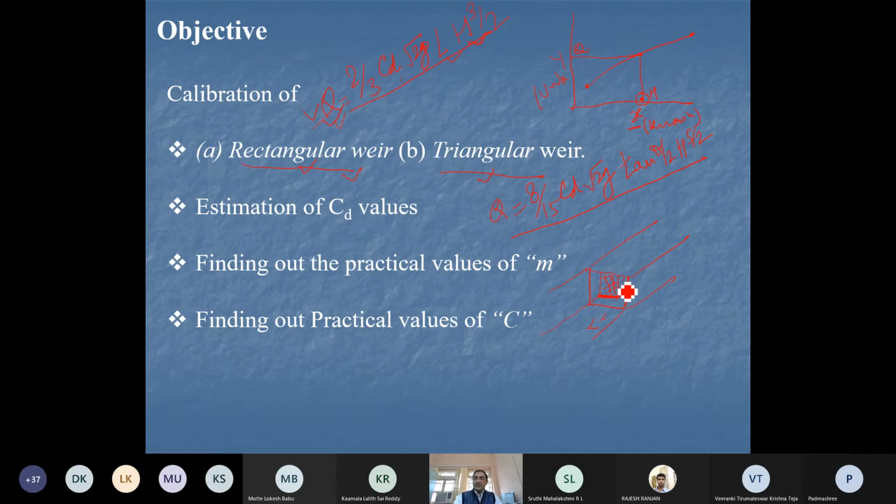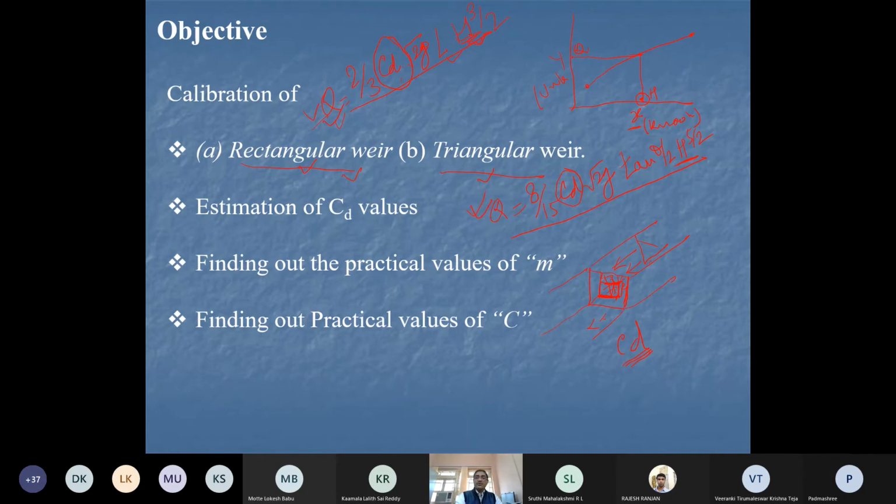We can measure the head over the crest of water, suppose here, that is H. However, we don't know the CD, coefficient of discharge. It depends on the flow characteristics and weir characteristics itself. So first, it is important to find out the value of CD. Once we know the value of CD for any of the weir, whether it is triangular weir or rectangular weir, we can use the head measurement, that is H in both the cases, to find out the discharge.